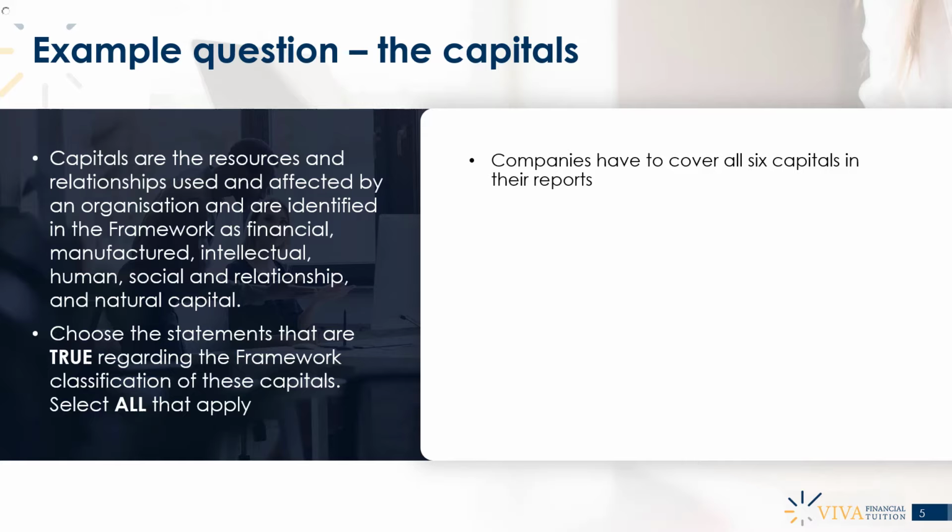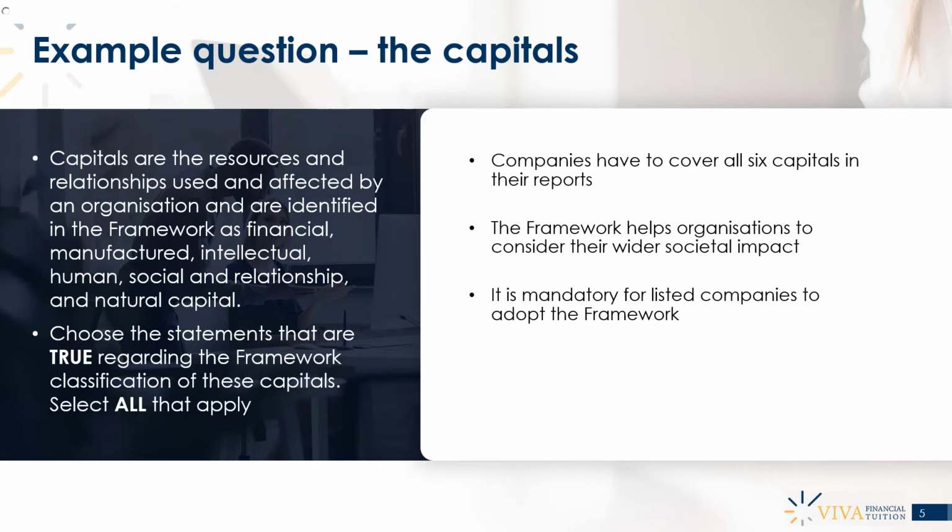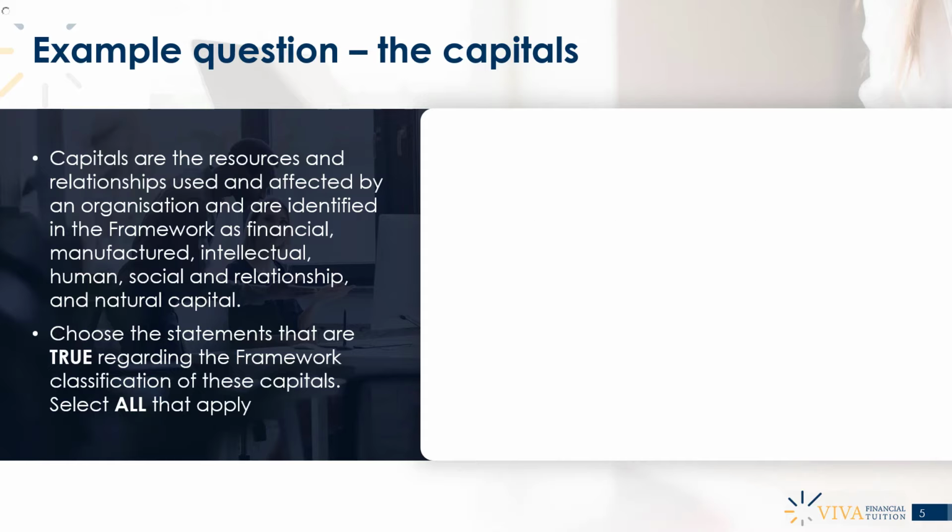So what have we got then? Firstly, companies have to cover all 6 capitals in their reports. The framework helps organisations to consider their wider societal impact. It's mandatory for listed companies to adopt the framework. And applying the framework should reduce reporting costs. Okay, that's it. Just 4. So each one you've got to decide whether it's true or false. Pause the recording and have a go for yourself. Right, let's look at these together then.